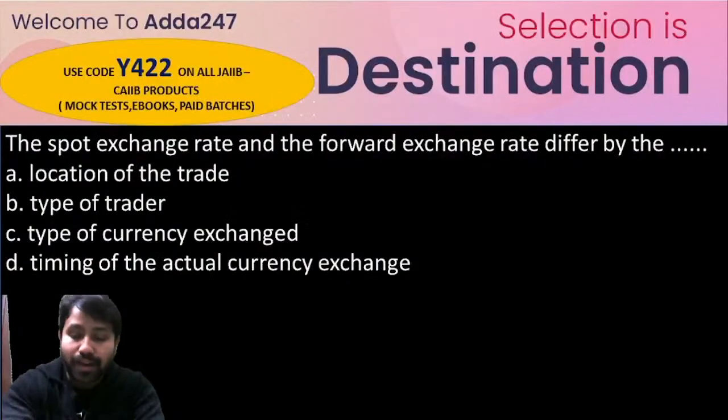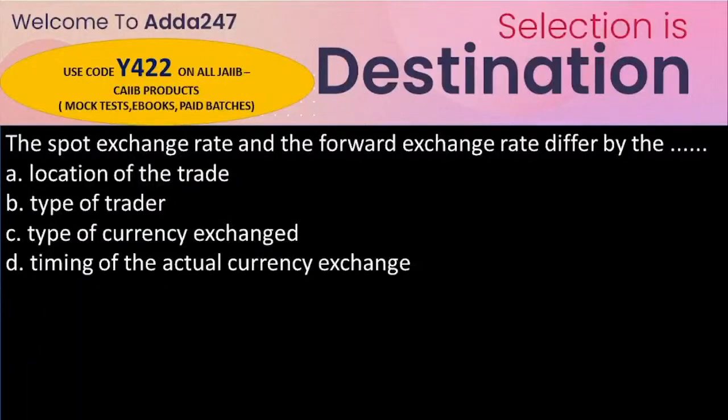So now let's start the session. The first question is: the spot exchange rate and the forward exchange rate differ by the, and the multiple options given are location of the trade, type of the trader, type of the currency exchange, and the timing of the actual currency exchange.